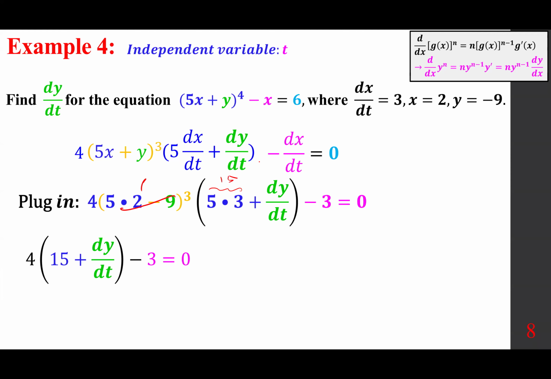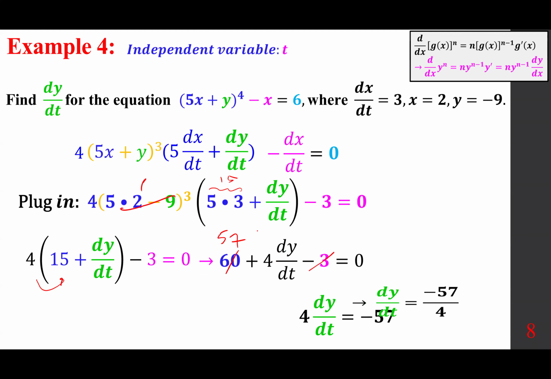15. Distribute the 4. 60 and negative 3 is positive 57. Move it, make it negative. Divide, and dy dt is minus 57 over 4. So that's pretty straightforward, everybody.